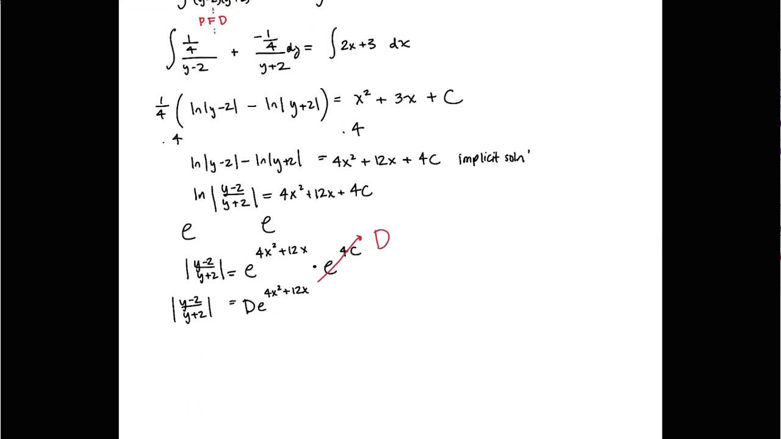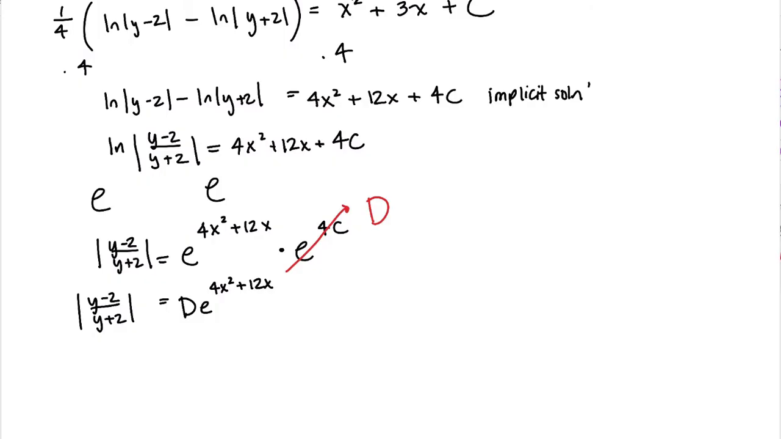Okay. So when I change this to a d, I will drop the absolute value bars and get (y minus 2) over (y plus 2) equal to d e to the (4x squared plus 12x). Let's not call it d at this stage. I'm just going to do this all at once.